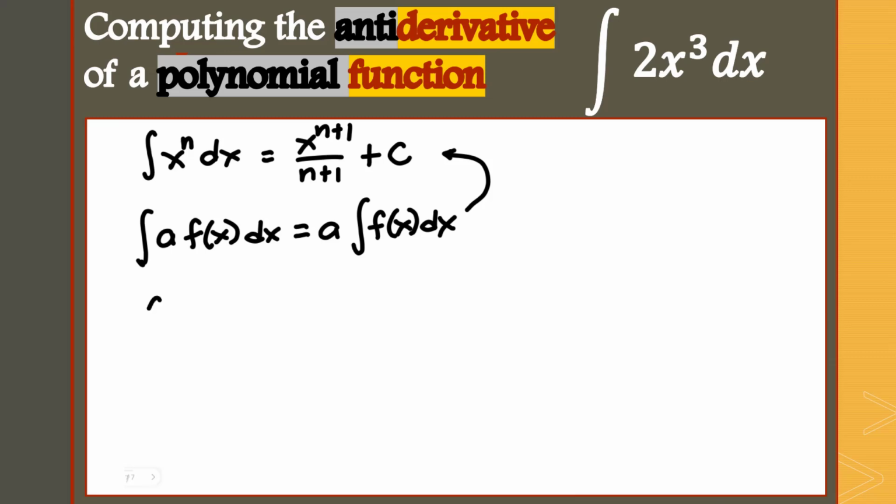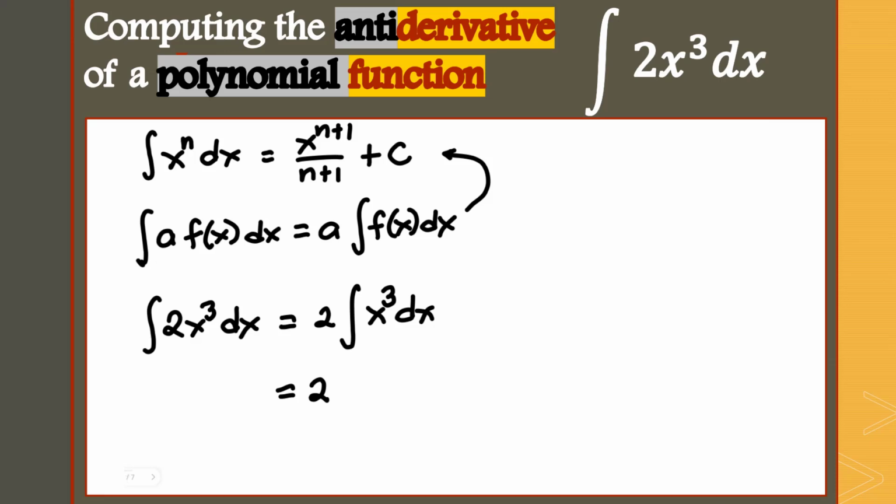So here we have the integral of 2x cubed with respect to x. Using the constant multiple rule, we can take out constant 2 and we will have x cubed with respect to x. And this time, we're going to use the power rule, not forgetting the factor of 2 outside. You will have x to the power of 3 plus 1 over 3 plus 1, plus c.